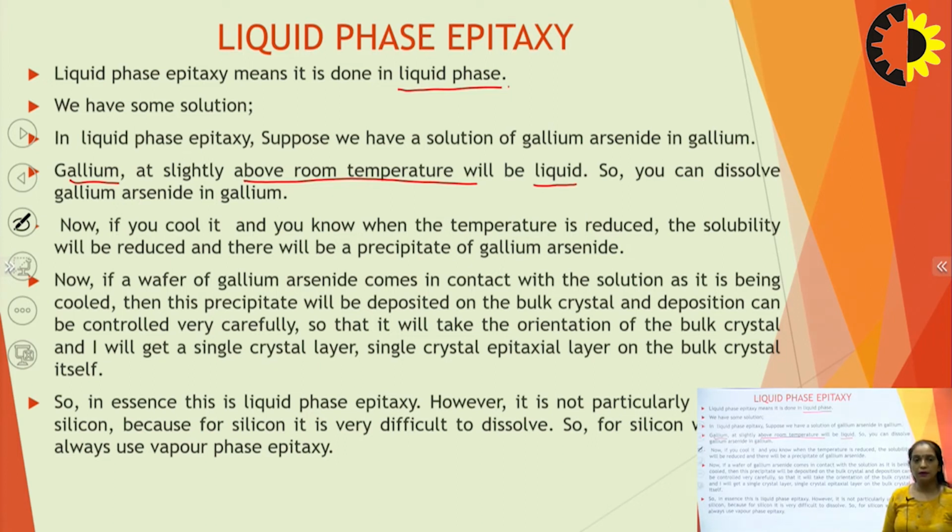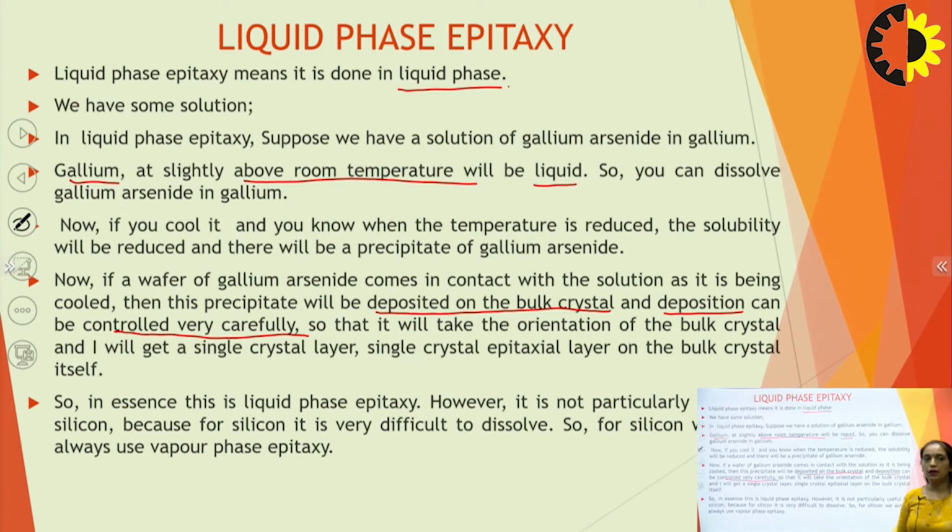And now if the wafer of gallium arsenide comes in contact with the solution as it is being cooled, then the precipitates will be deposited on the bulk crystal, and the deposition can be controlled very carefully. This thing should be kept in mind, that after the deposition on the bulk crystal, this deposition process should be controlled very carefully, so that it will take the orientation of the bulk crystal, and a single crystal epitaxial layer on the bulk crystal can be grown. So in essence, this is liquid phase epitaxy.